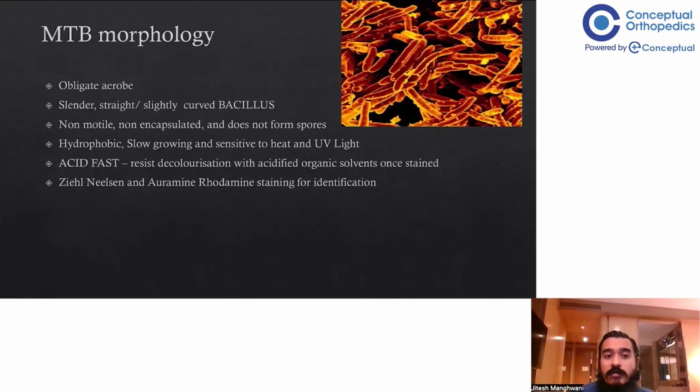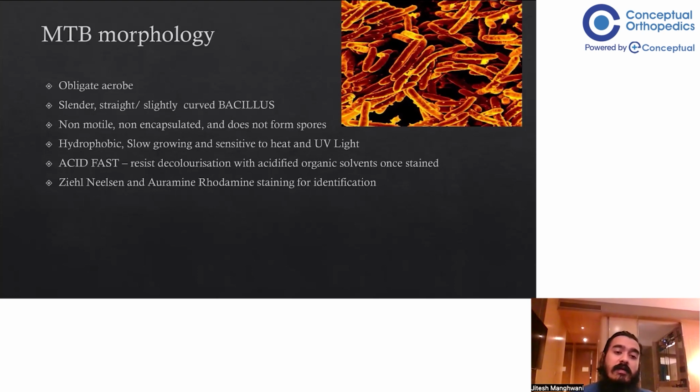What is the morphology of this bacteria? This is an obligate aerobe. It is a slender, straight, slightly curved bacillus. It is not motile, it is not encapsulated, and it does not form any spores. This particular bacteria is hydrophobic. It grows very slowly, and it is sensitive to heat as well as to UV light.